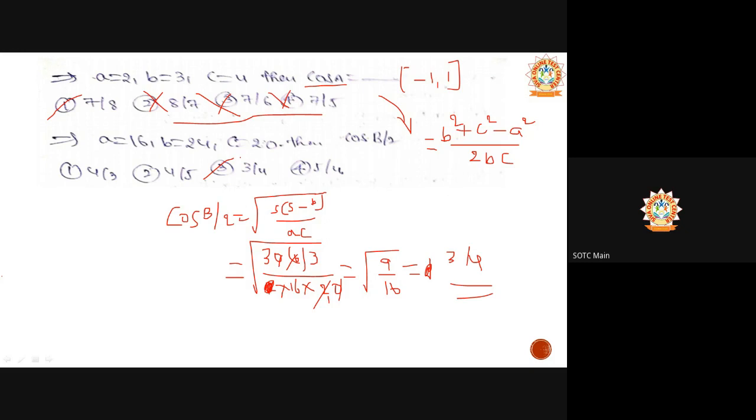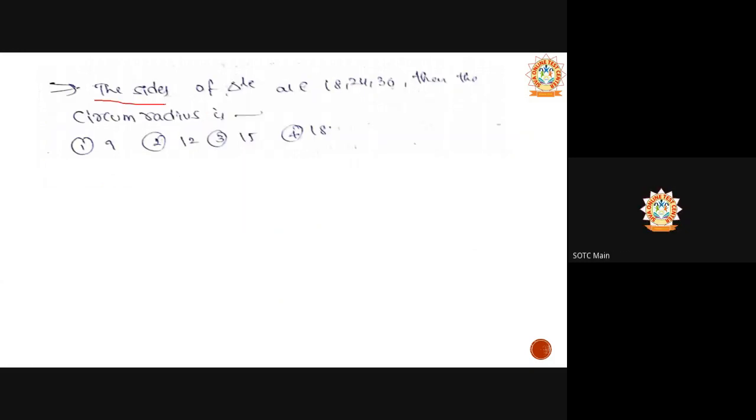Clear? Yes, sir. Next question. The sides of a triangle are 18, 24, 30. Then the circumradius is, what is circumradius? That is capital R, Nana. If you see this 18, 24, 30, which type of triangle it is? It is a right angle triangle, Nana.